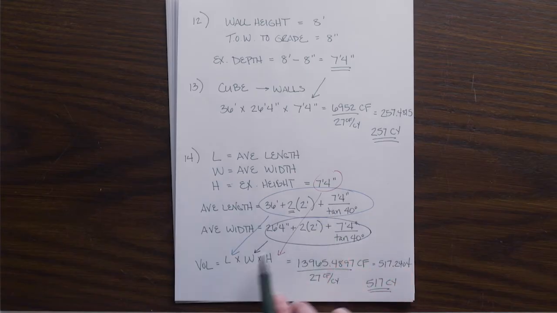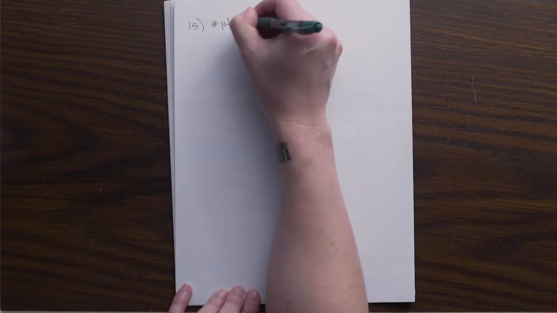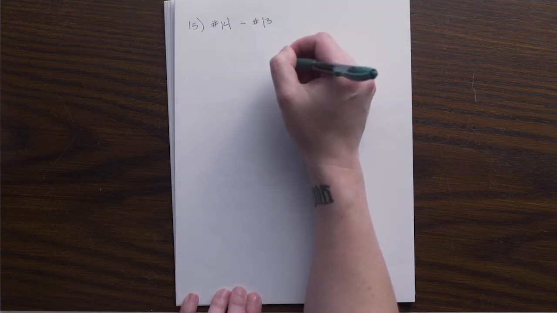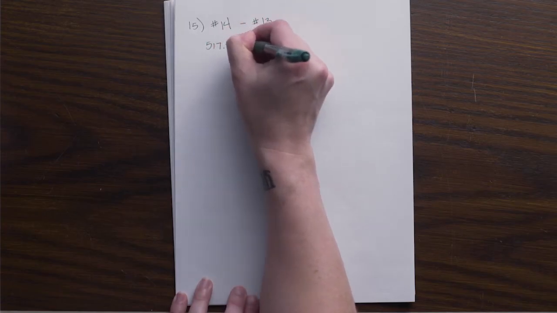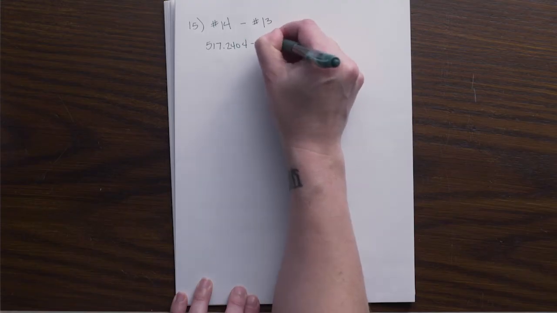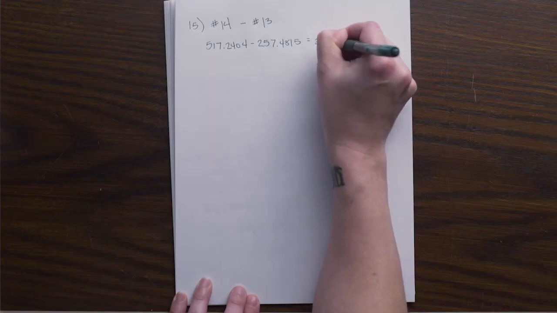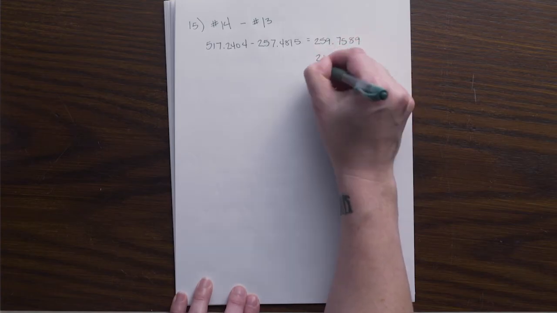So as long as you can keep it straight, keep your numbers correct, you'll be fine. Figuring out backfill, same as before, very simple. We take our answer, in this case from number 14, which was our excavation, minus what we calculated number 13, which was our foundation system below grade, 517.2404 minus 257.4815, 259.7589. So roughly 260 cubic yards.